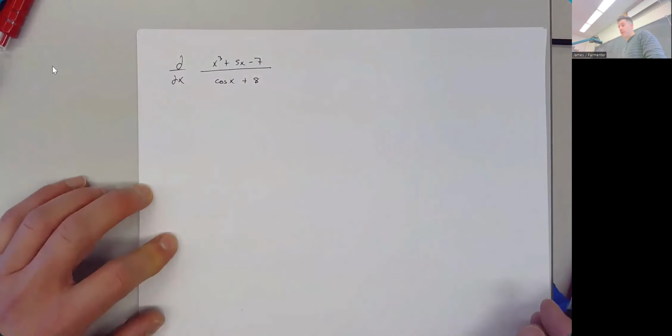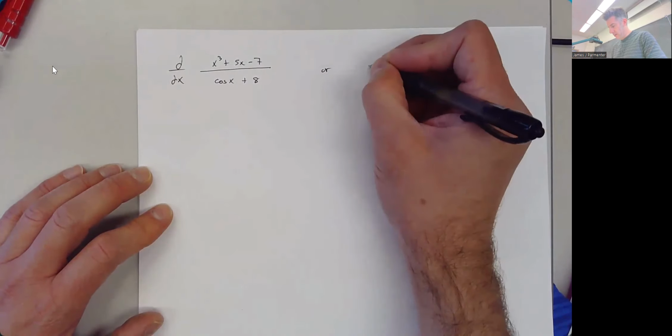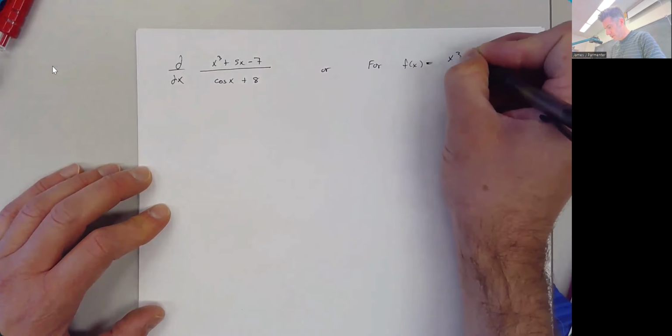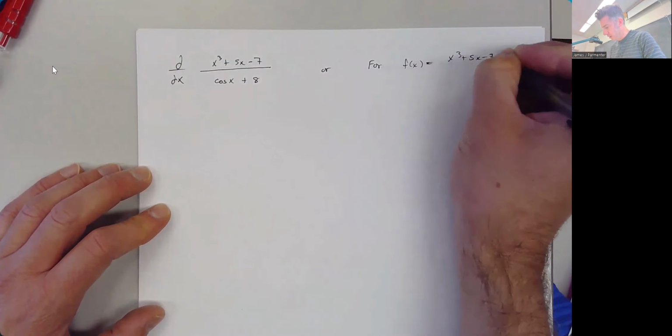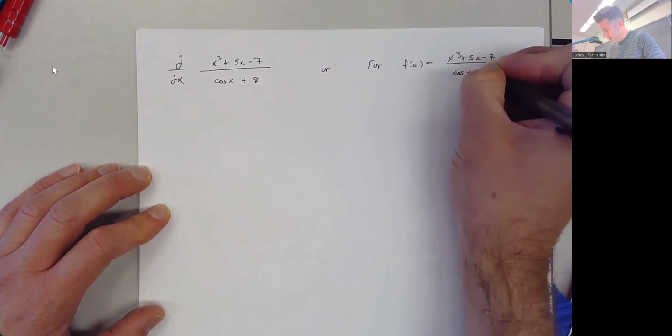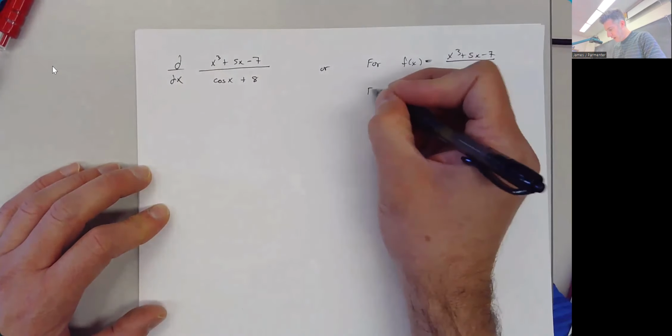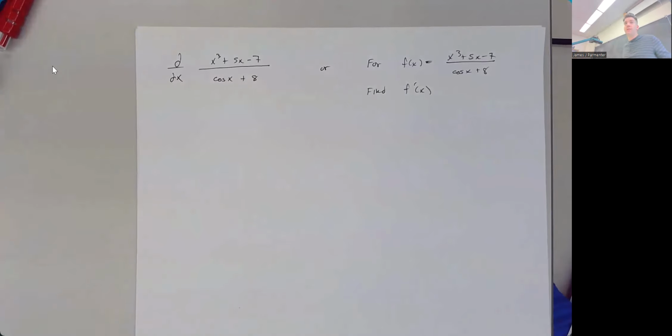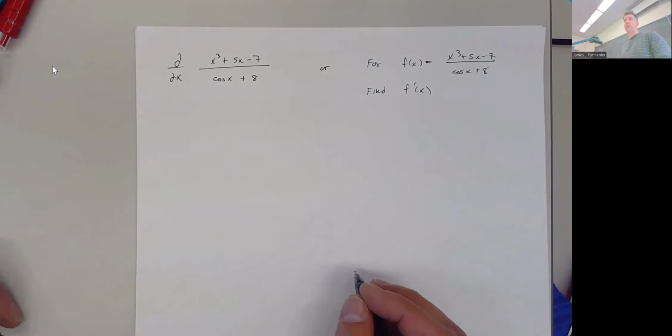But someone else might write this as something like, for f of x equal to x cubed. Ugh, it's terrible even just starting it this way. For f of x equal to that, find f prime of x. That is an equivalent statement. Both of them are asking us to find the derivative of this thing. All right, I want you all to do it. Find the derivative of this using the quotient rule.